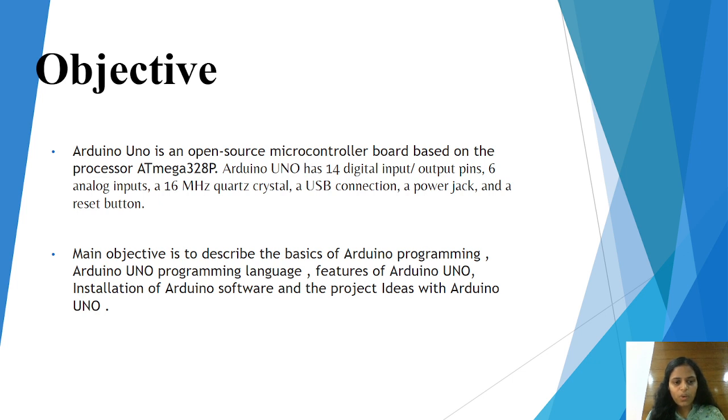So Arduino UNO is an open source microcontroller board based on the processor ATmega328P. Arduino UNO has 14 digital input or output pins, 6 analog inputs, a 16 MHz quartz crystal, a USB connection, a power jack, and a reset button.